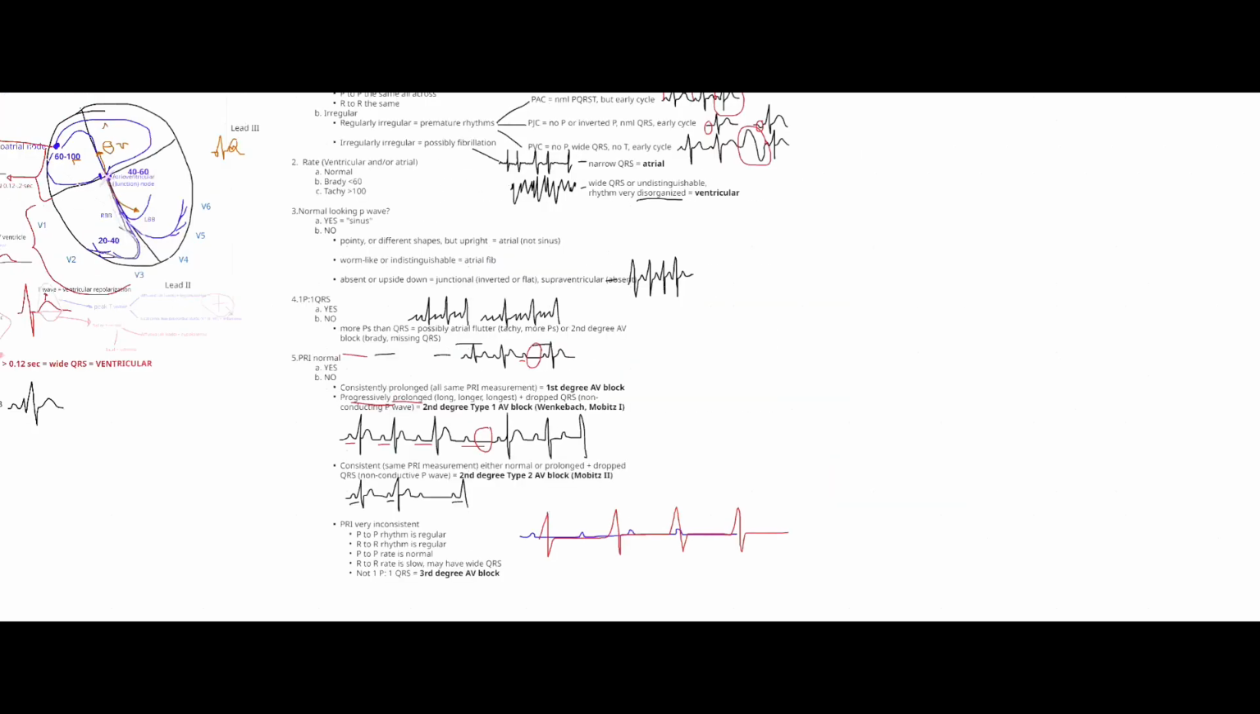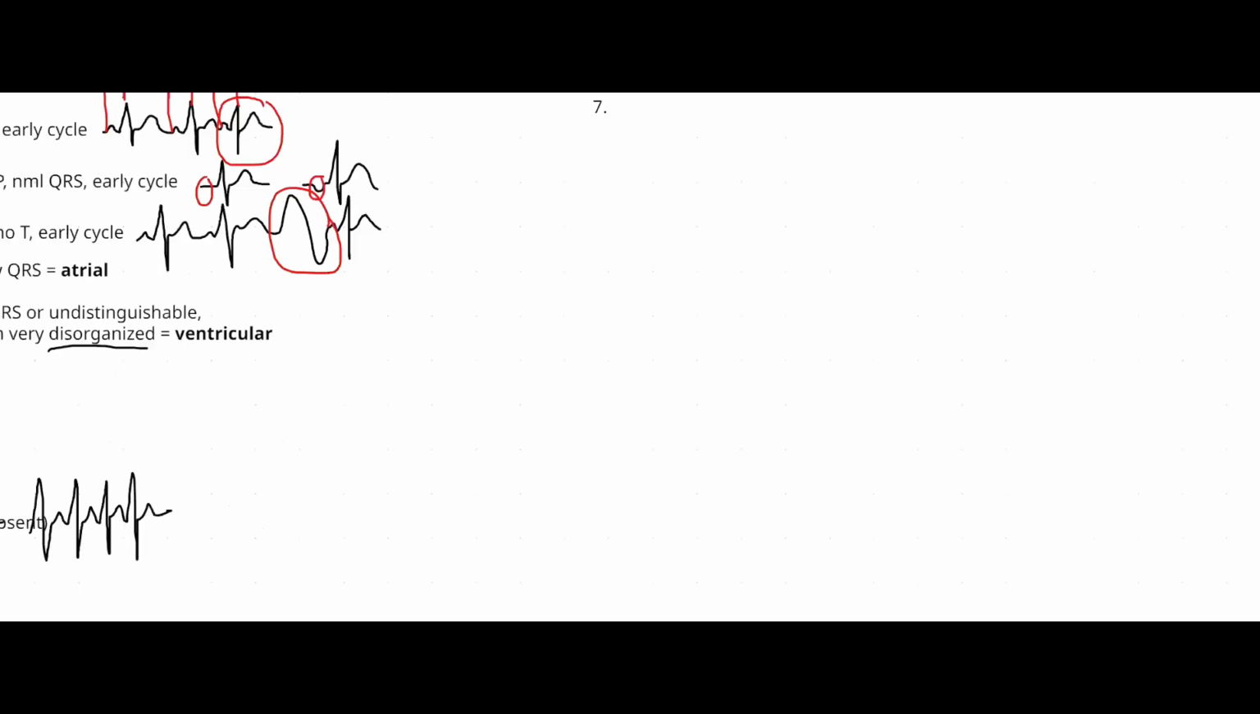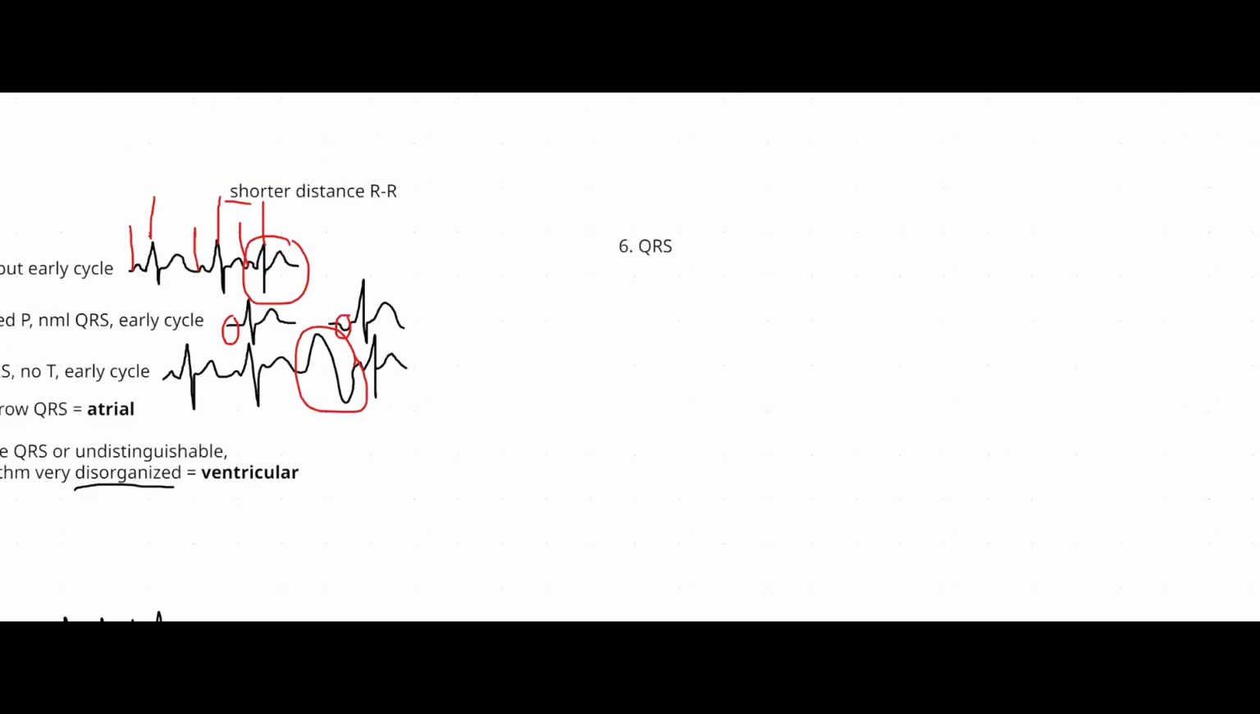So we've looked at everything that we need to look at with the P so far and the PR interval. So we're at step 6 here. Now we're going to go to step number 7. Okay, so now we look at our QRS. And this is pretty simple, right? We kind of had talked about it already. Is it either narrow or wide? Basically, that's it, right?